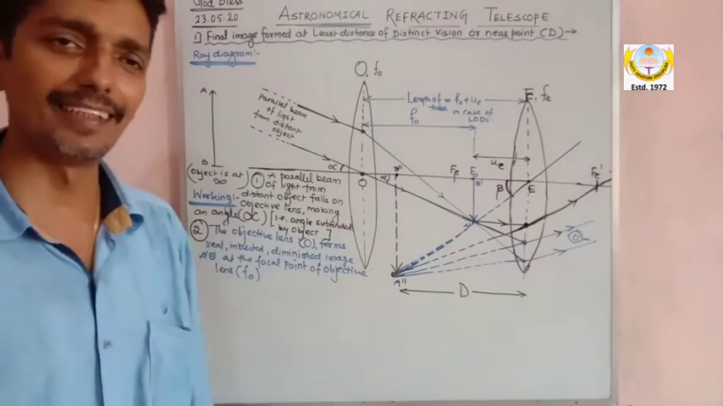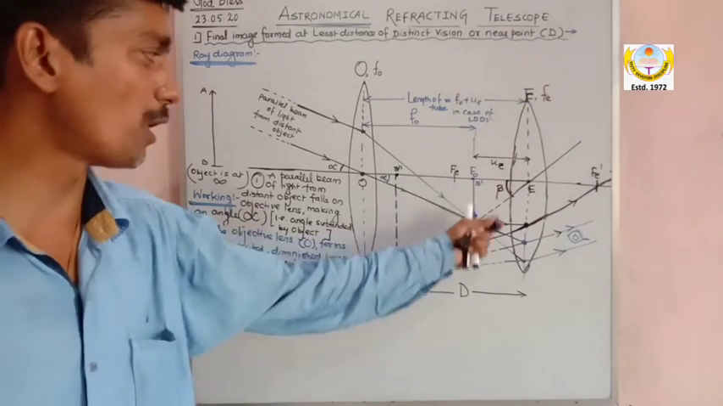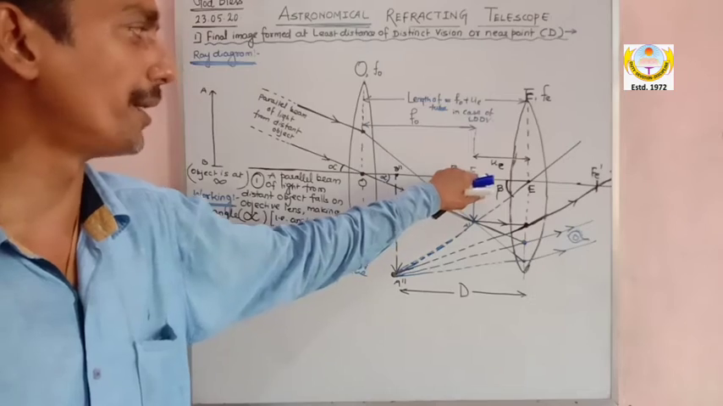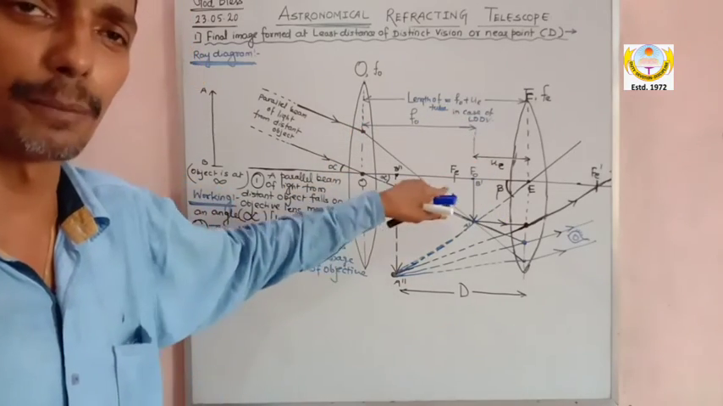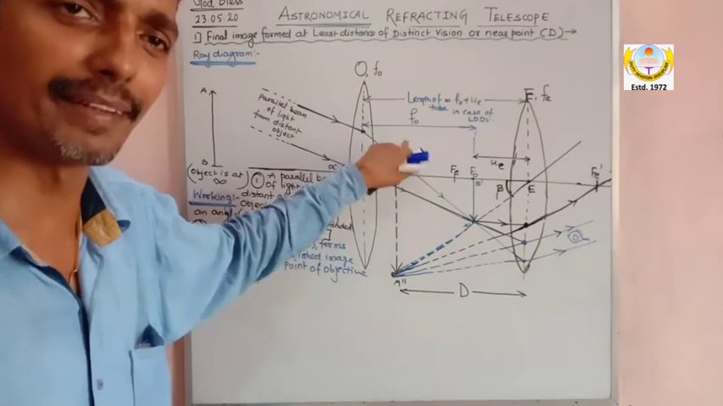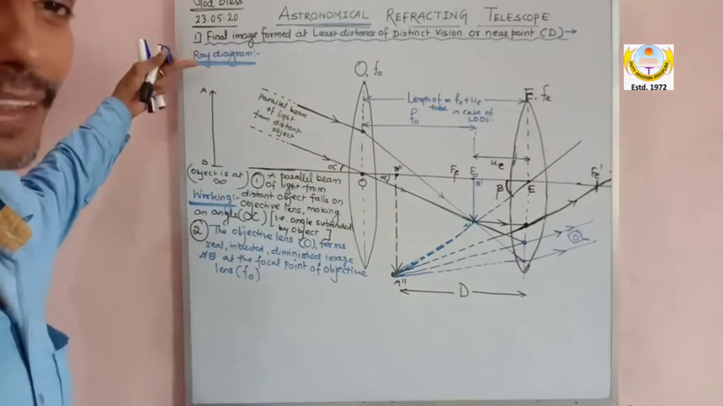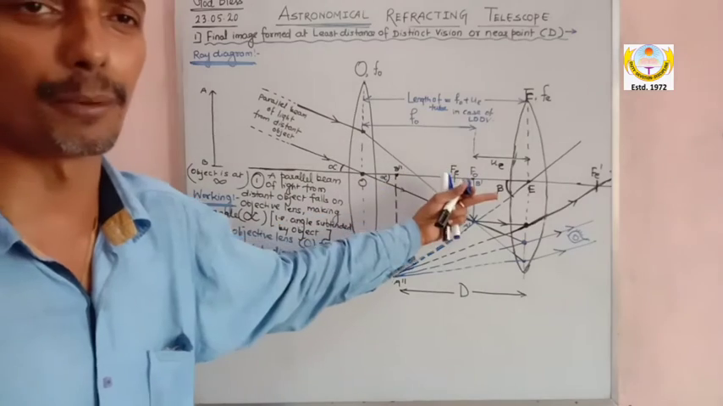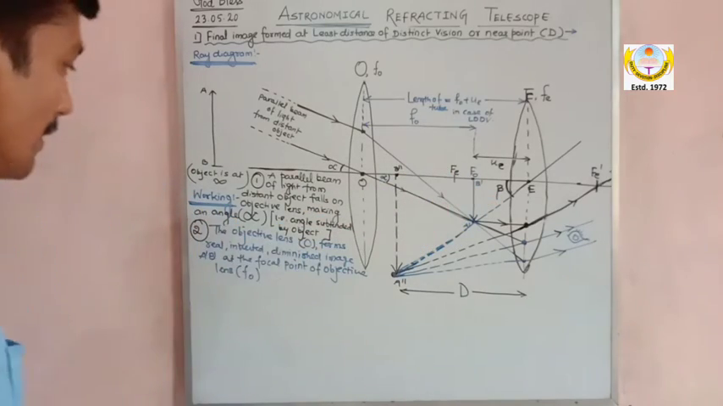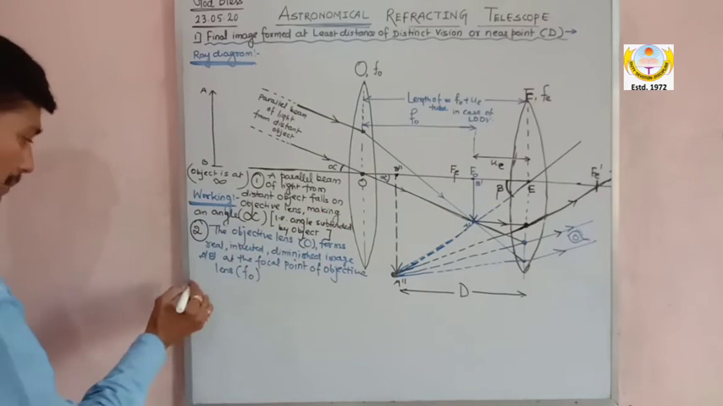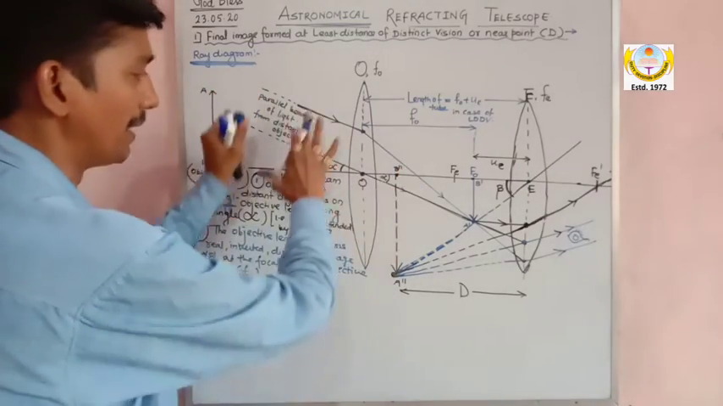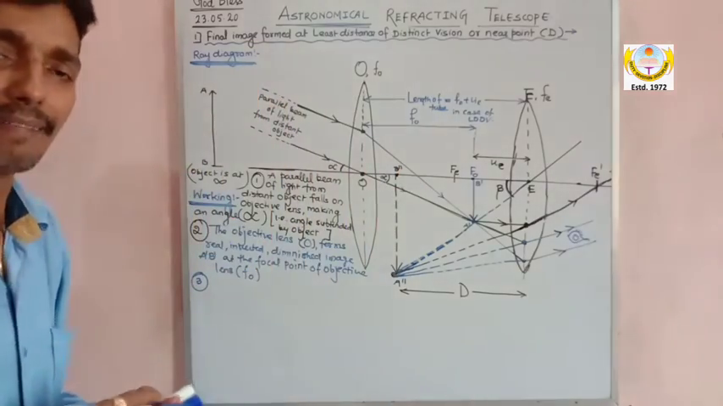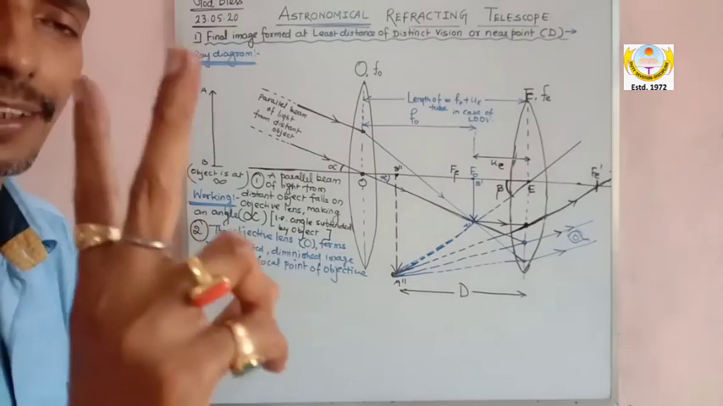I hope it is clear. This image is obtained where? At the focal point of the objective lens, FO. Why, sir, is the image obtained at the focal point of the objective lens? Because, sir, the object is at infinity, so the image is at the focal point. This is my point number 2, my dear. Point number 3: the objective lens story is over. The objective lens story is over in 2 points.